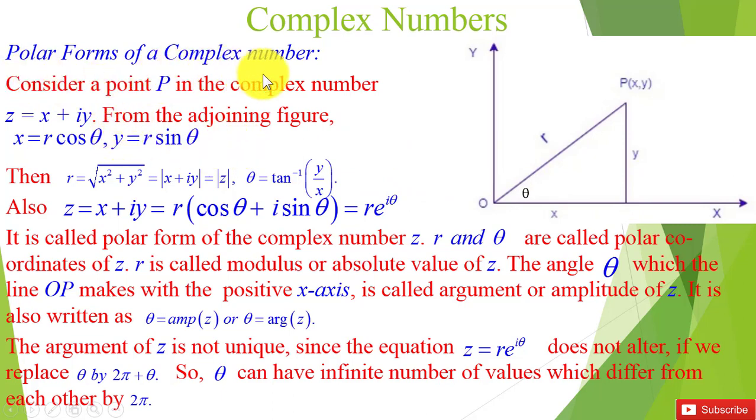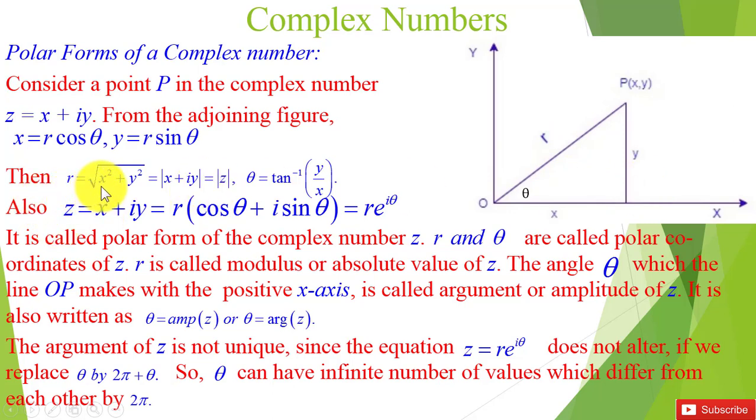Polar forms of a complex number. Consider a point P representing the complex number z is equal to x plus iy. From the adjoining figure, we have x is equal to r cos theta, y is equal to r sin theta. Here this is the point P(x, y), this distance is x and this vertical distance is y. Then from this diagram, x by r is equal to cos theta, that is x is equal to r cos theta, and y by r is equal to sin theta, so y is equal to r sin theta.